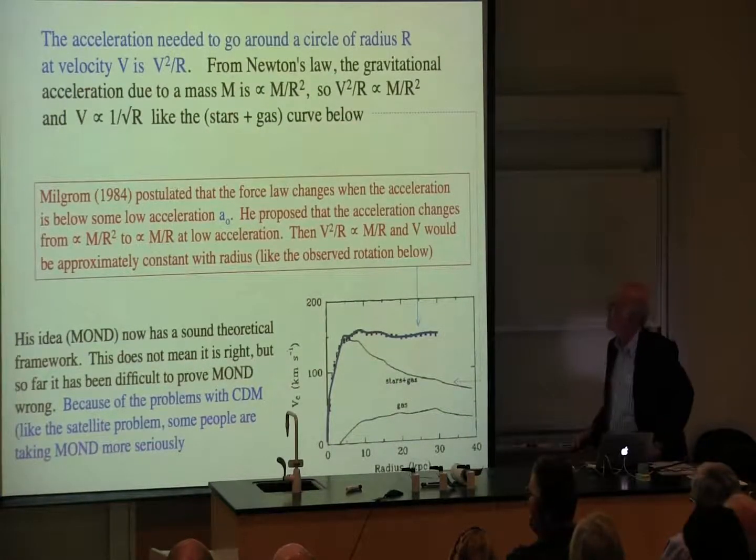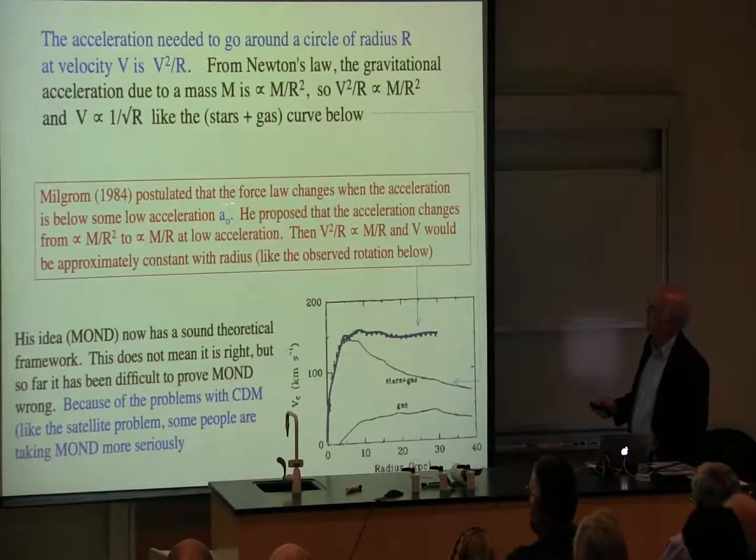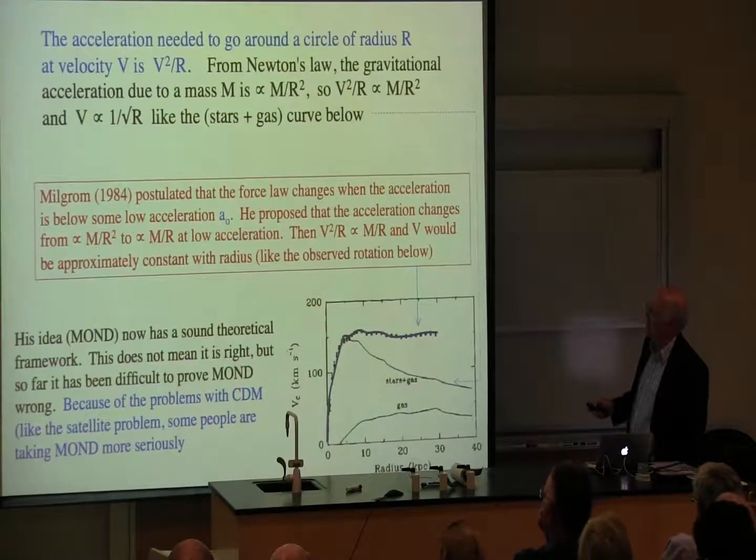Okay, so Milgrom said, all right, let's just make an assumption. This force law changes when the acceleration is below some low acceleration, we'll just call it a0, it's just some number, but it's low. And he proposed that the acceleration changes from 1 over r squared, or mass over r squared, to mass over r when you get to this low acceleration.